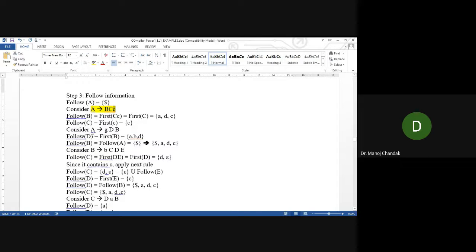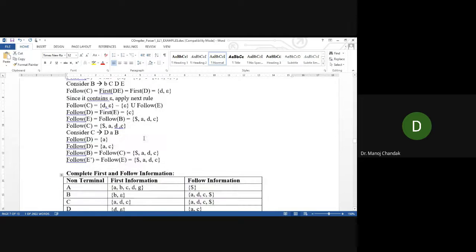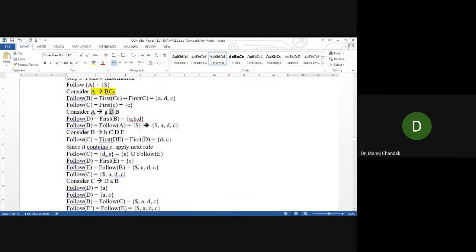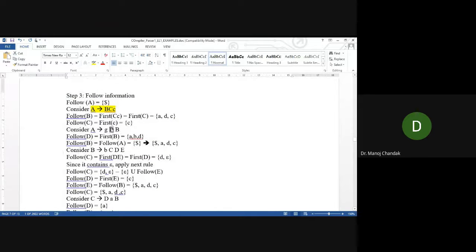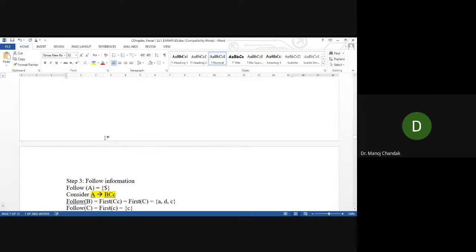Let us move further. A derives to ADB. First, we'll have to find follow of D. Follow of D is first of B, and that is ABD. No problem. Okay. What is first of B? First of B is B epsilon. Right. So B epsilon will create the problem because there is epsilon. So in this way, when we are calculating follow of D, we'll calculate first of B. First of B is already calculated here.